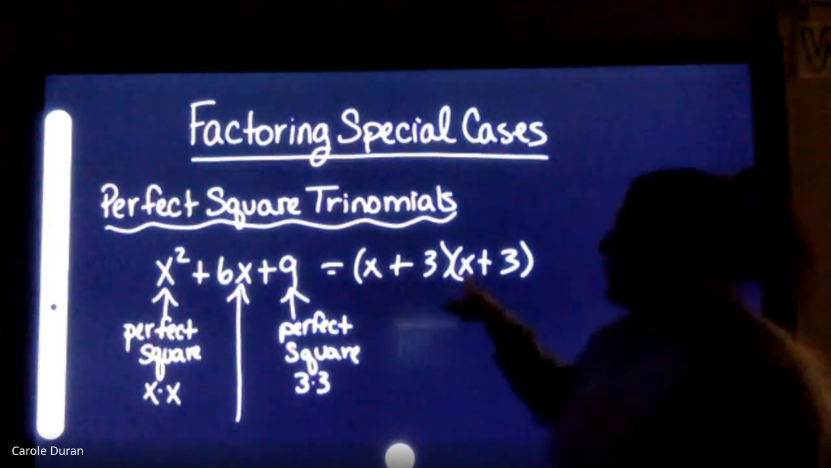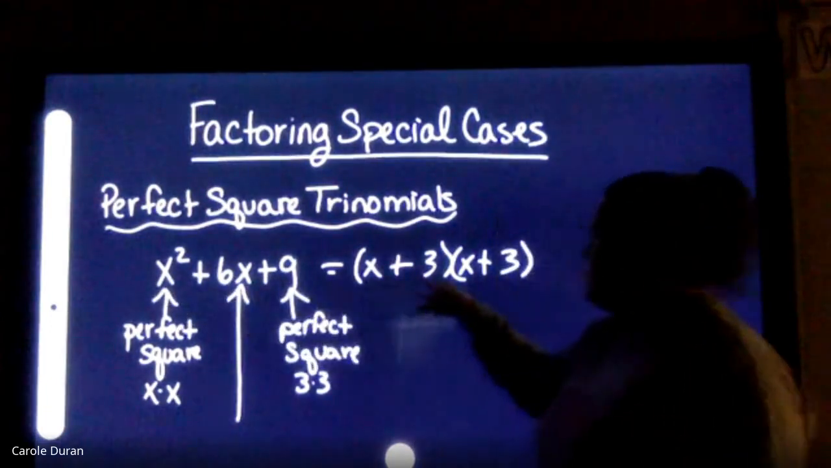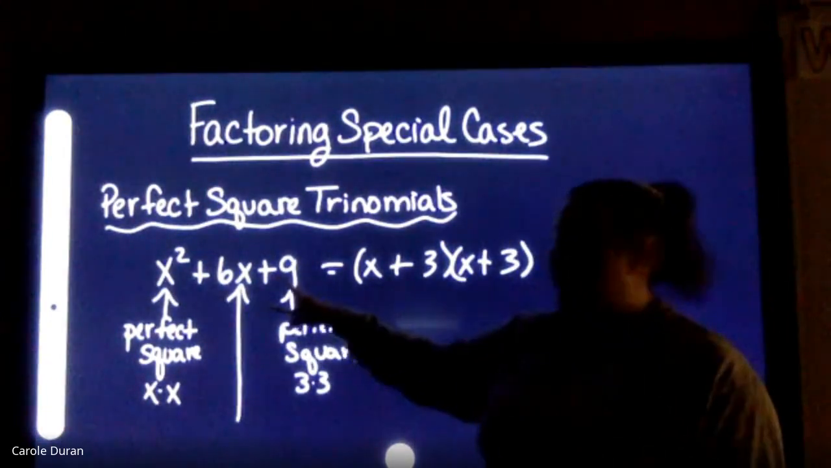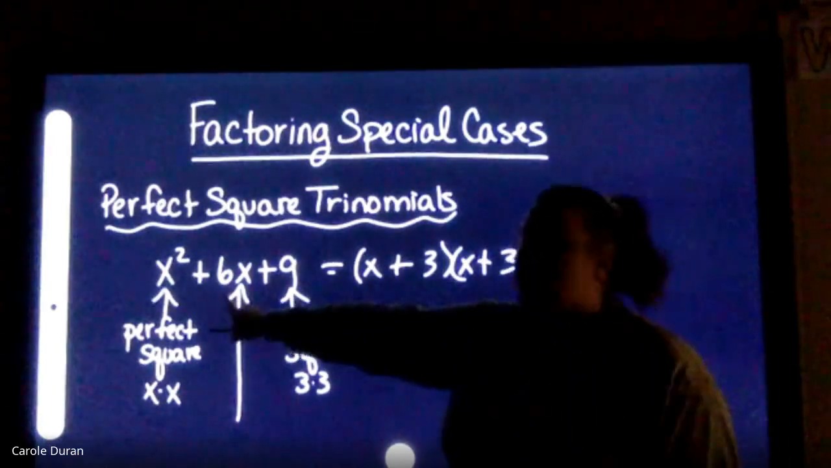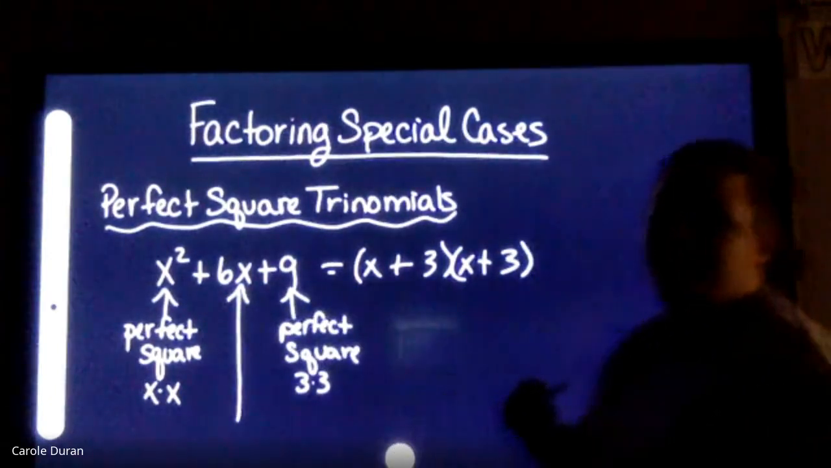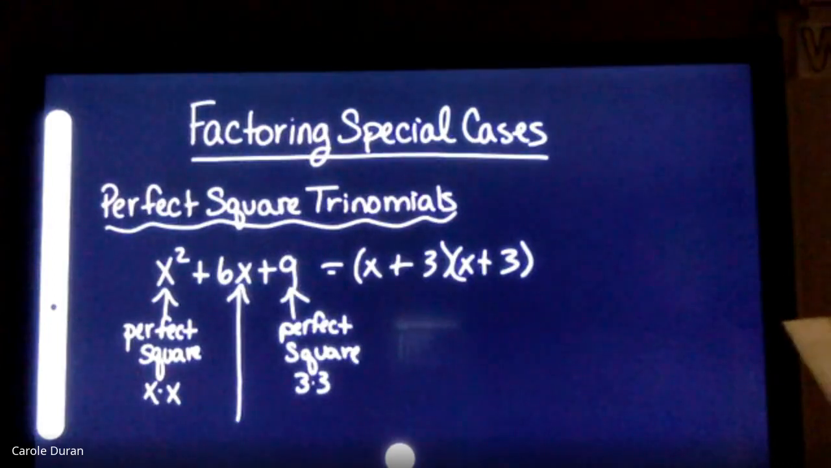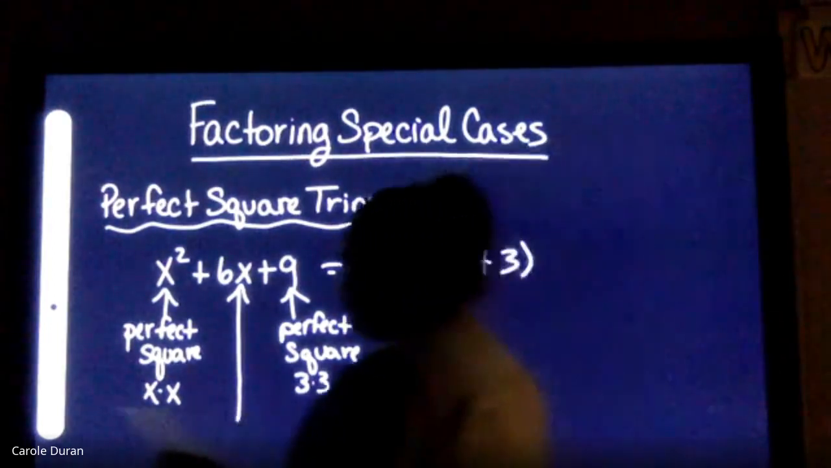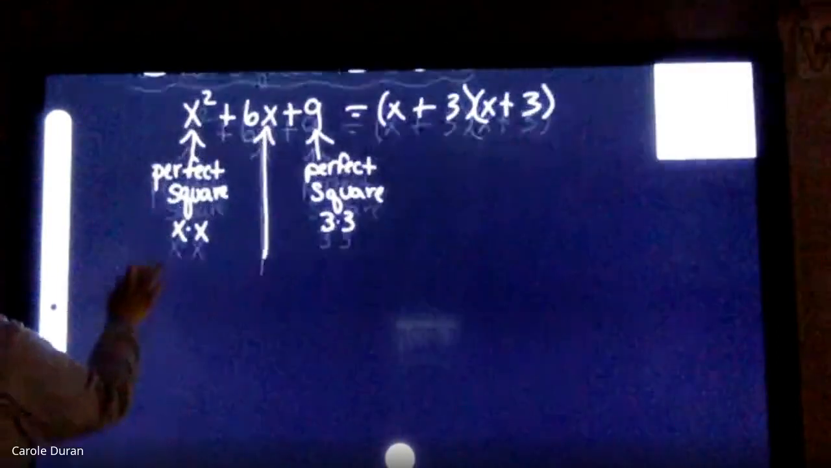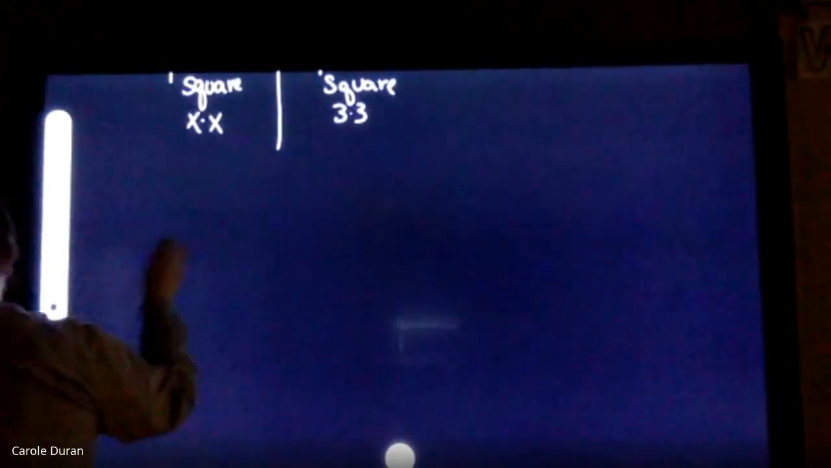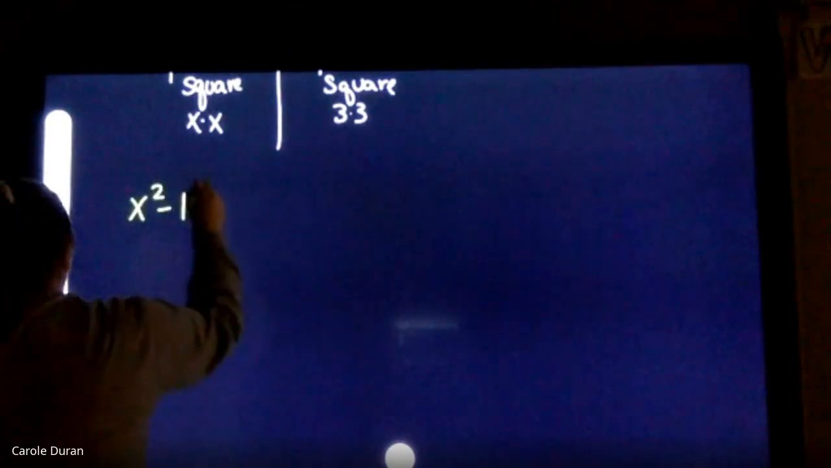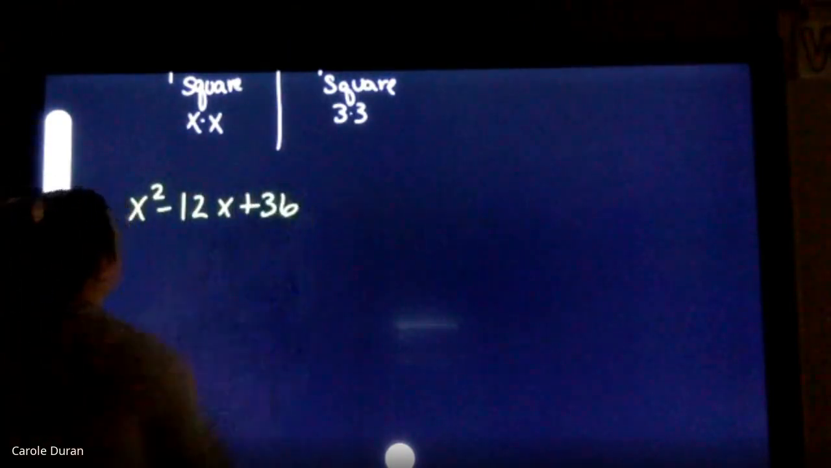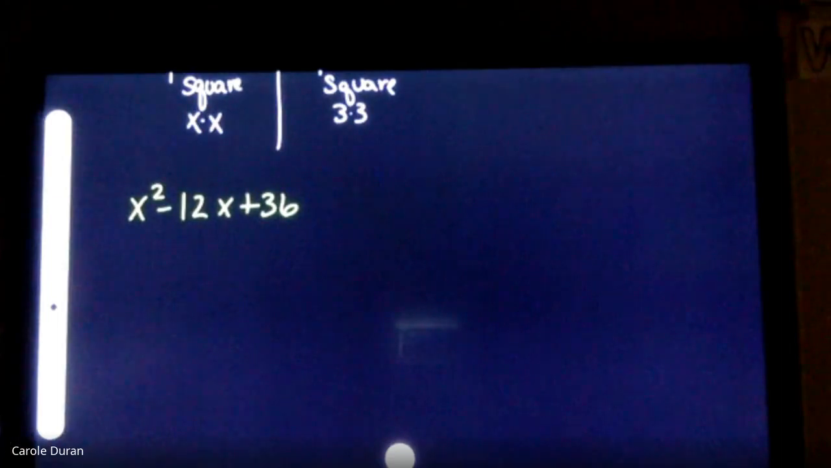X and x, because they multiply together to get x squared. 3 and 3, because they multiply together to get 9. And then it's plus in the middle because it's a plus 6x right there. The same thing would apply if this were a subtraction problem. So if I had a perfect square, such as x squared minus 12x plus 36, this would factor the same way the previous one did, except my operation in the middle is going to be subtraction because my middle term in the trinomial is a negative.